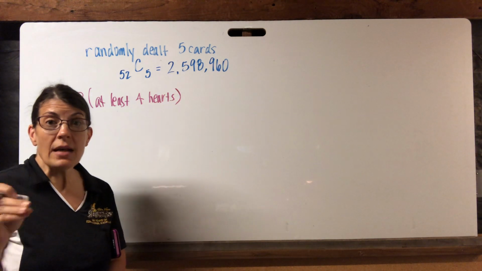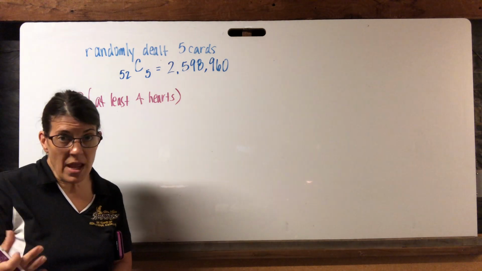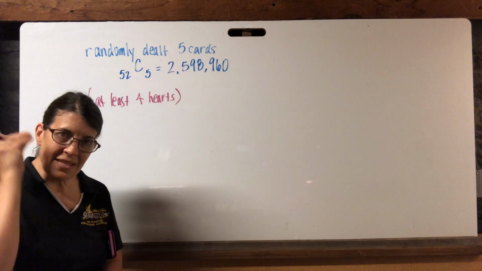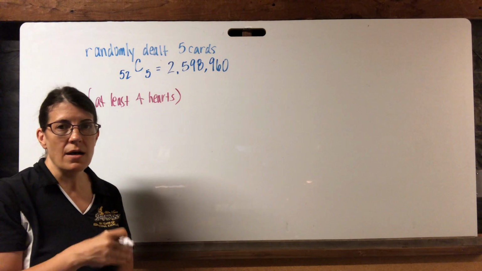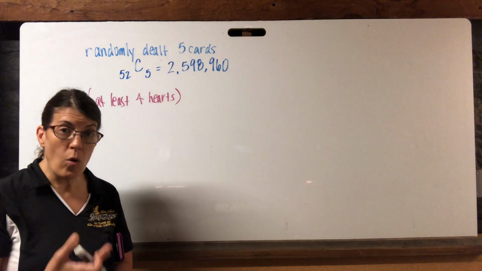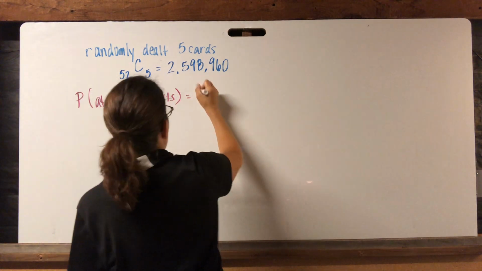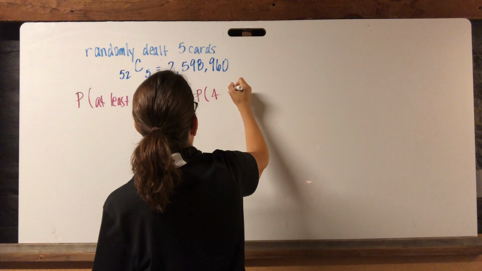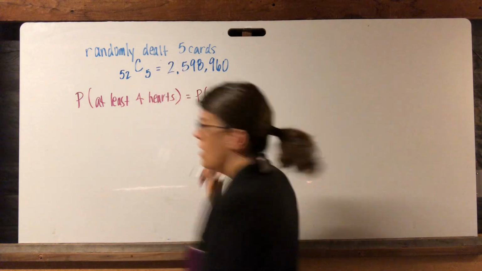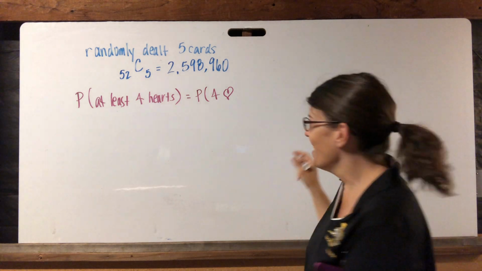This is the same exact answer for at least 4 clubs, at least 4 spades, at least 4 diamonds. They're exactly the same answer. So if I want at least 4 hearts, that means I want 4 hearts, or I want 5 hearts. I chose hearts because I can draw a heart. I can't draw the other ones.